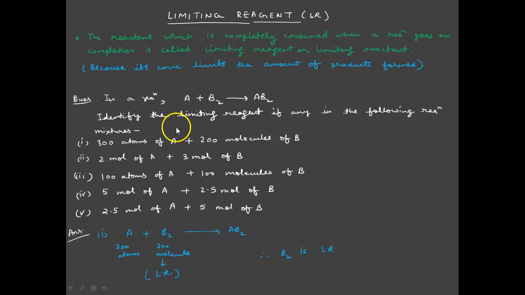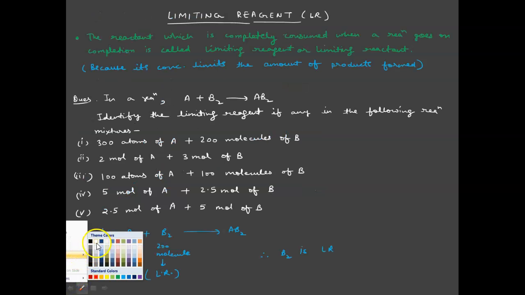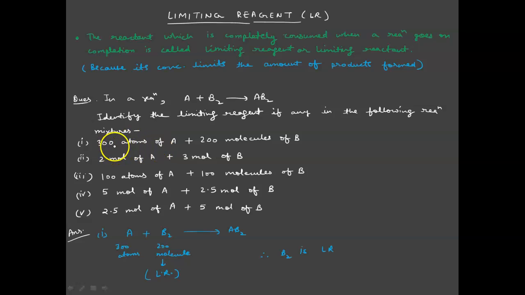Let's do it. So what is the question? In a reaction A plus B2 giving AB2, identify the limiting reagent, if any, in the following reaction mixture. We have to calculate the limiting reagent if present. So here the first question is 300 atoms of A plus 200 molecules of B2. Remember atoms and molecules are different. So here we have A plus B2 giving AB2. So here we can see that this is 1 mole, this is 1 mole, and this is also 1 mole.